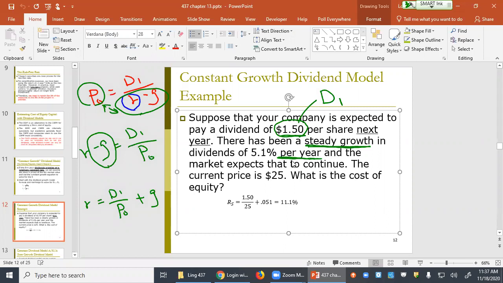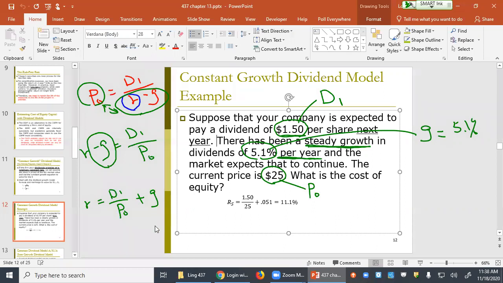When you see the words per year, it indicates something is constant. What is constant? That 5.1% constant growth rate. So G is the constant growth rate of 5.1%. The current price is $25, so that is our P0. Now we know that we need to apply the constant growth equation to solve for the R.